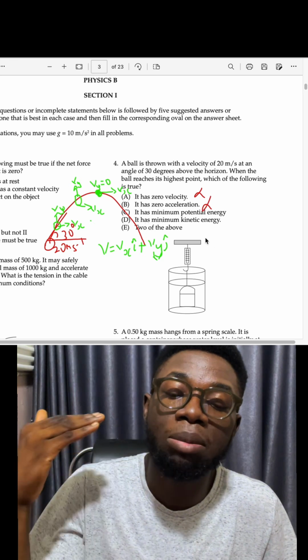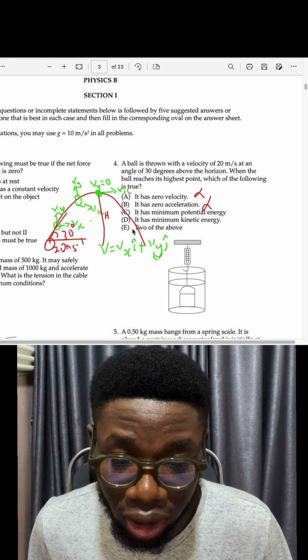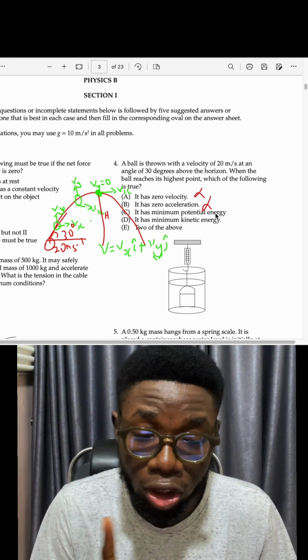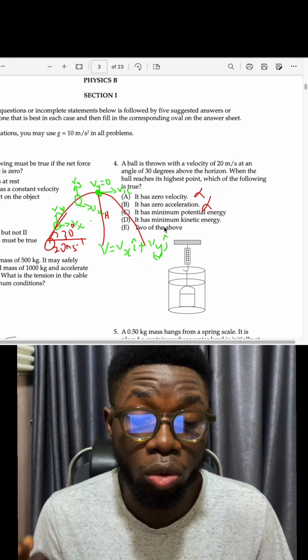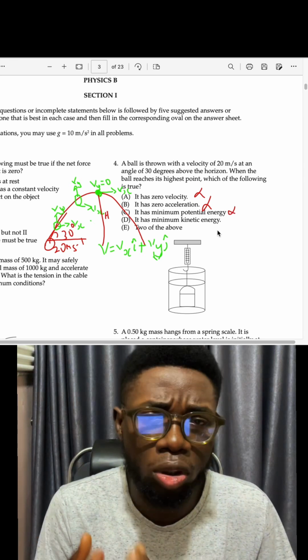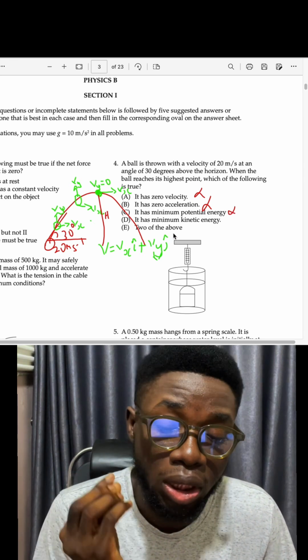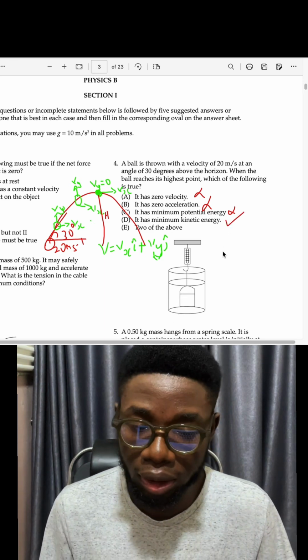It says it has minimum potential energy. This is not going to be true. At this point, it has reached its maximum height, and when you have reached your maximum height, you cannot have minimum potential energy. At that point, you have maximum potential energy. So this says it has minimum kinetic energy. Of course, this is going to be true because at that point, the speed is going to be the minimum. And so, because of that, this is the correct answer to that question.